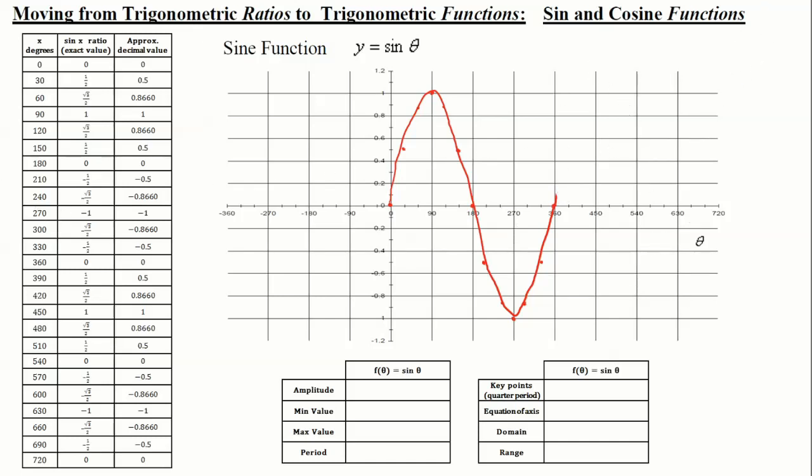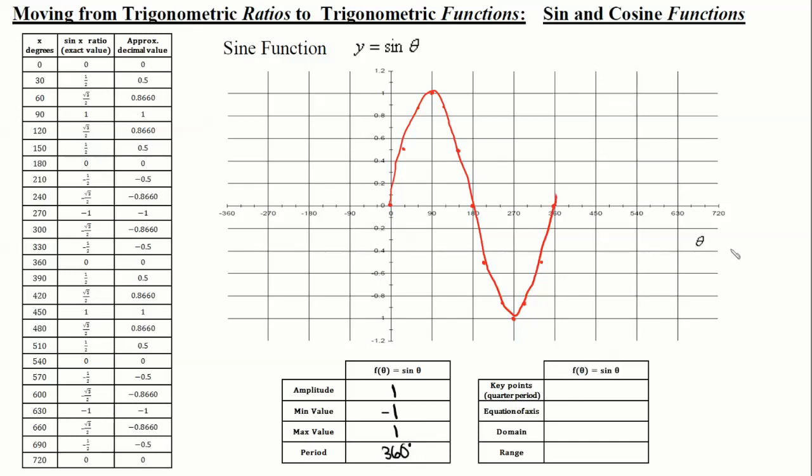So we're going to use this to give us the information at the bottom. So our amplitude, again, remember, amplitude is the difference between the maximum and the minimum divided by 2. So our amplitude in this case is going to be 1 unit. My minimum value is negative 1. My maximum value is positive 1. My period is 360 degrees.